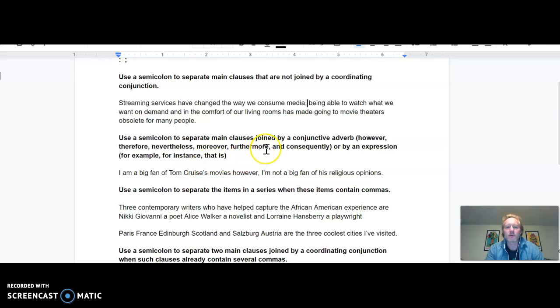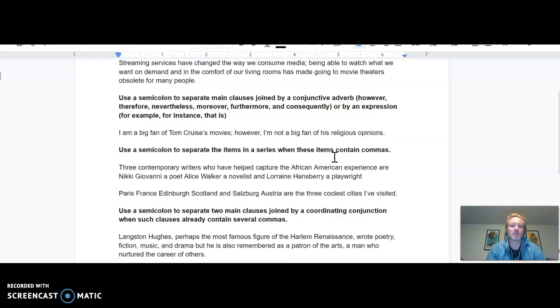I'm a big fan of Tom Cruise's movies. However, I'm not a big fan of his religious opinions. A little bit of a nut job, if we're being honest. But the semicolon here is going to go right after "movies" and right before the conjunctive adverb, "however." And again, it's separating two main clauses. I'm a big fan of Tom Cruise's movies. That stands alone. So does I'm not a big fan of his religious opinions.